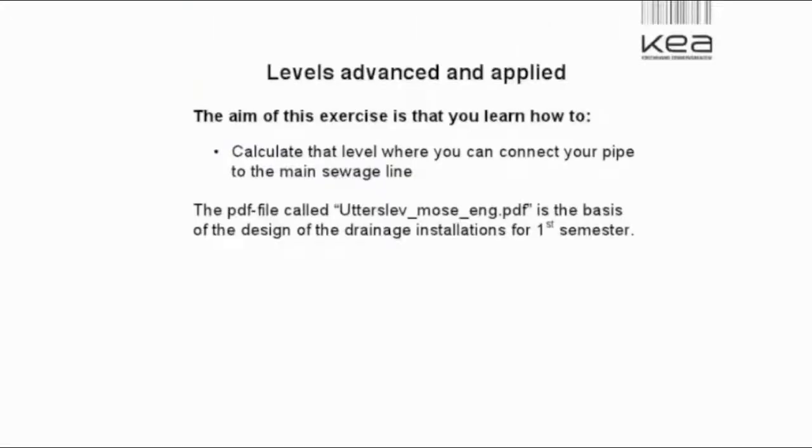Welcome to e-learning. This time it's levels, advanced and applied part 2. The aim of this exercise is that you learn how to calculate that level where you can connect your pipe to the main sewage line. Be aware that this is building upon the video levels, applied and advanced part 1.